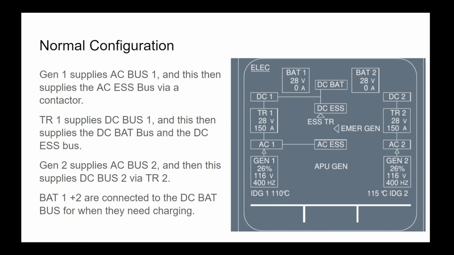In a normal configuration, Gen 1 supplies AC bus 1, and this then supplies the AC essential bus via a contactor. TR1 supplies DC bus 1, and this then supplies the DC BAT bus and the DC essential bus. Gen 2 supplies AC bus 2, and then this supplies DC bus 2 via transformer rectifier 2. Batteries 1 and 2 are connected to the DC BAT bus for when they need charging.